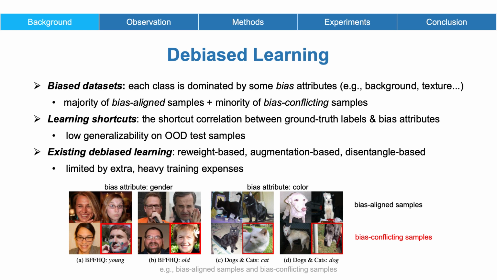It's been discovered that models trained on biased datasets are prone to learn the shortcut correlation between ground truth labels and bias attributes, which induces low generalizability on out-of-distribution test samples. Therefore, research on debiased learning focuses on mitigating the model's reliance on shortcut correlations. Existing works can be divided into three categories: reweight-based, augmentation-based, and disentangle-based methods. But they are all limited by extra and heavy training expenses. To tackle the problem, our research aims to achieve efficient debiased learning without additional training expenses.